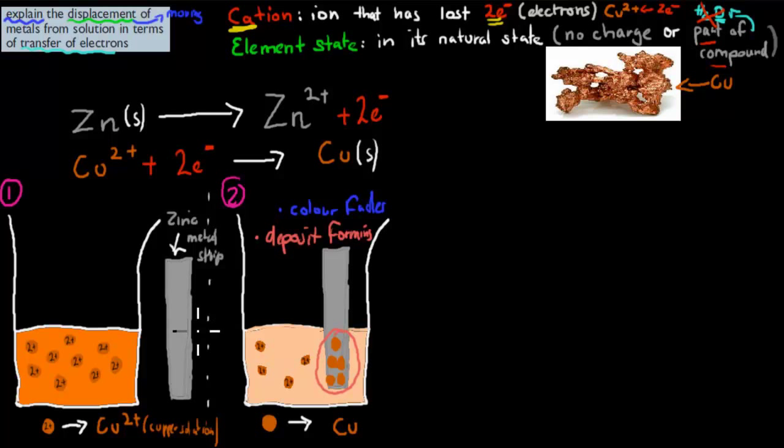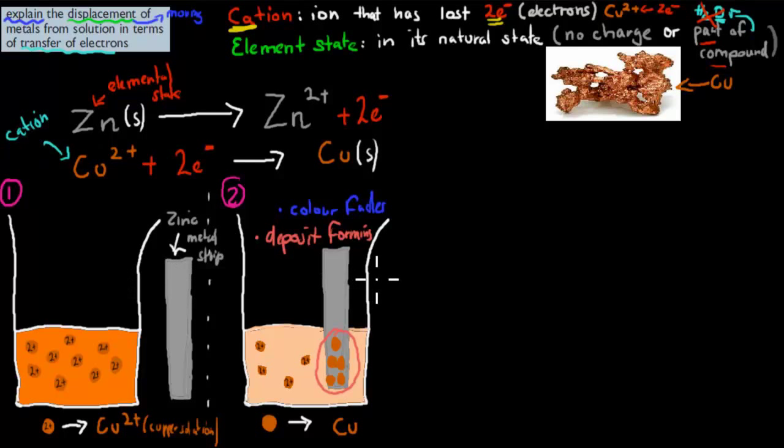And I'm going to explain now why that happens. So in step one, we had zinc in its elemental state. And we had the copper ion here as a cation. It has lost two electrons at the moment, this copper ion. So this was the cation. Cation means it has lost two electrons.